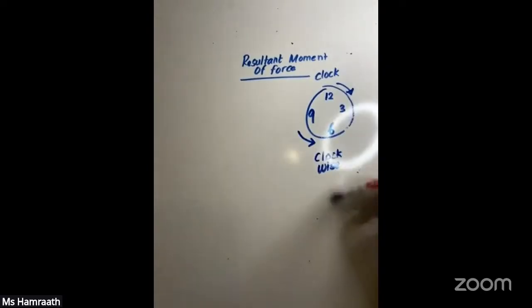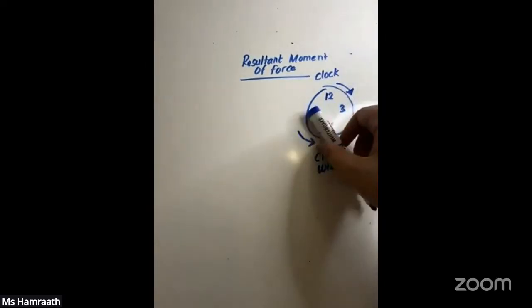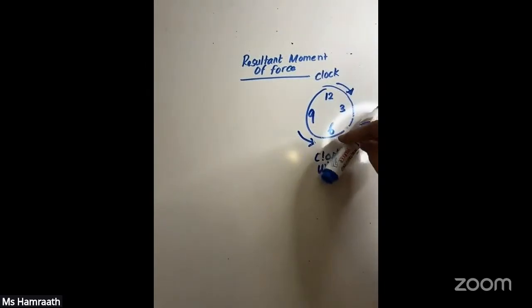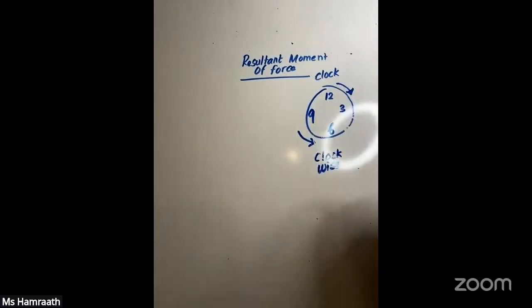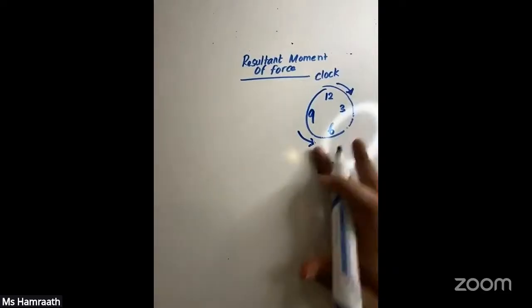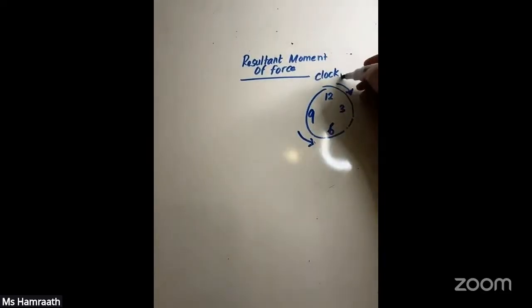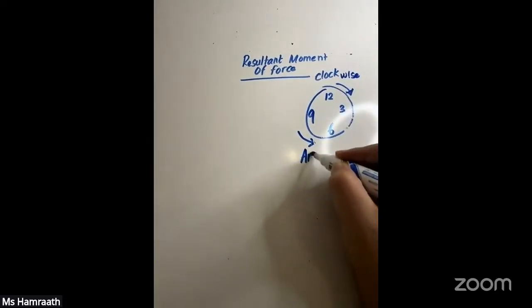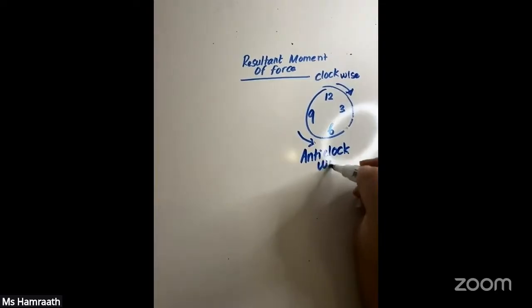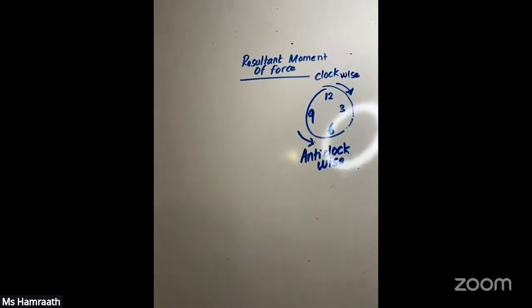So this is clockwise. But if that goes in the reverse way, 6, 5, 4, 3, 2, 1, 12, we call that direction anti-clockwise. So this direction is the clockwise direction. This direction is the anti-clockwise direction. Now you understood the two types of direction.